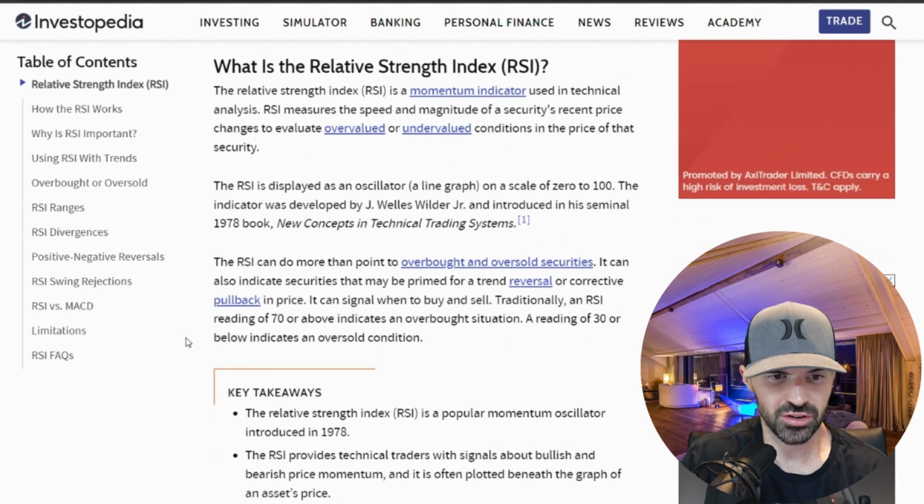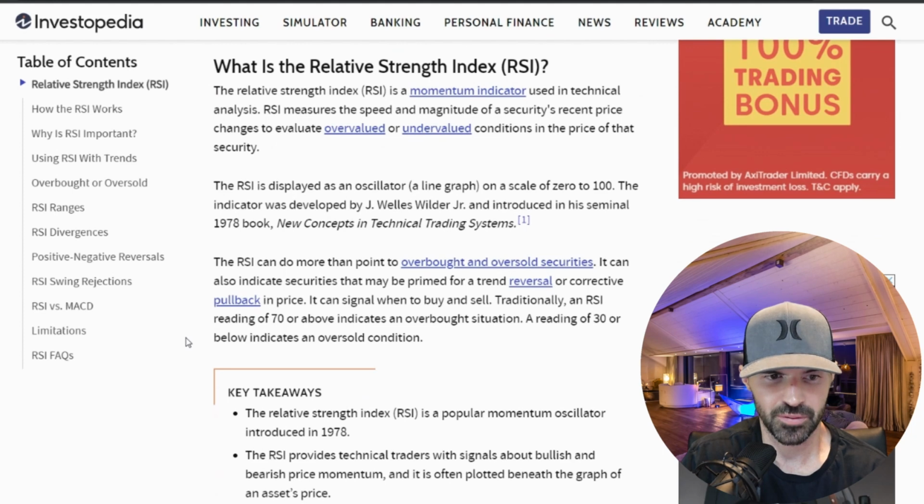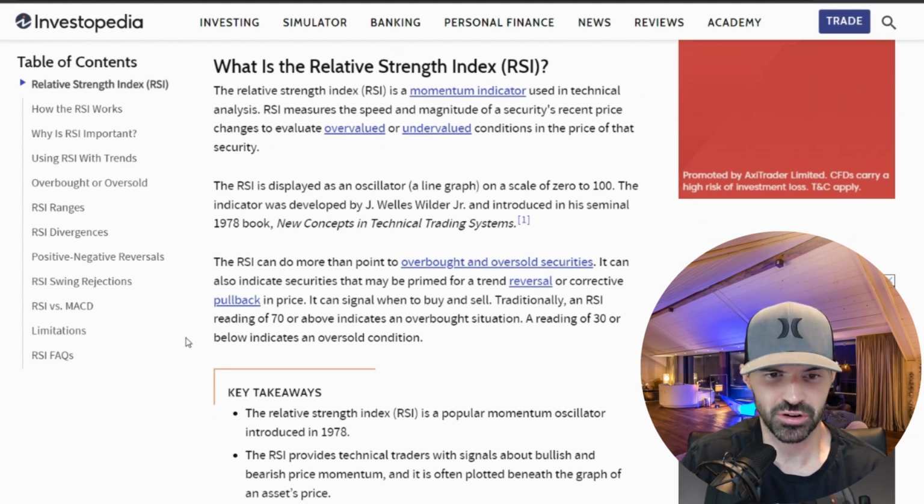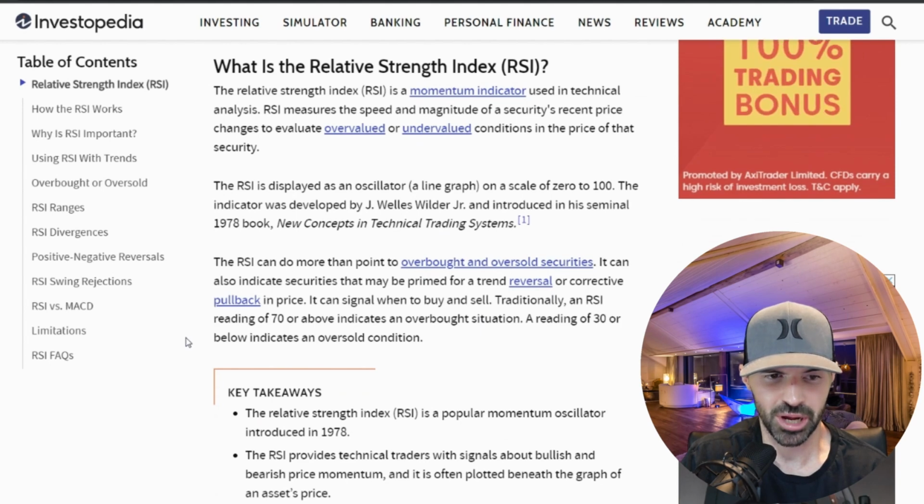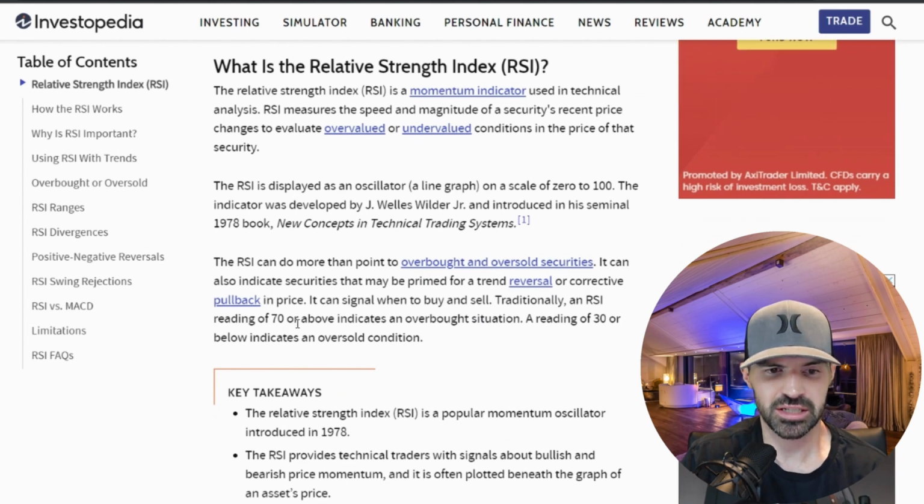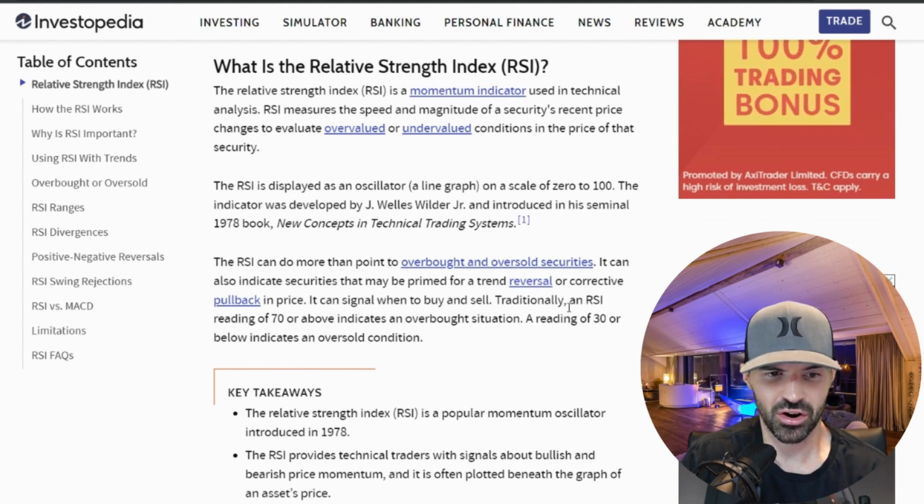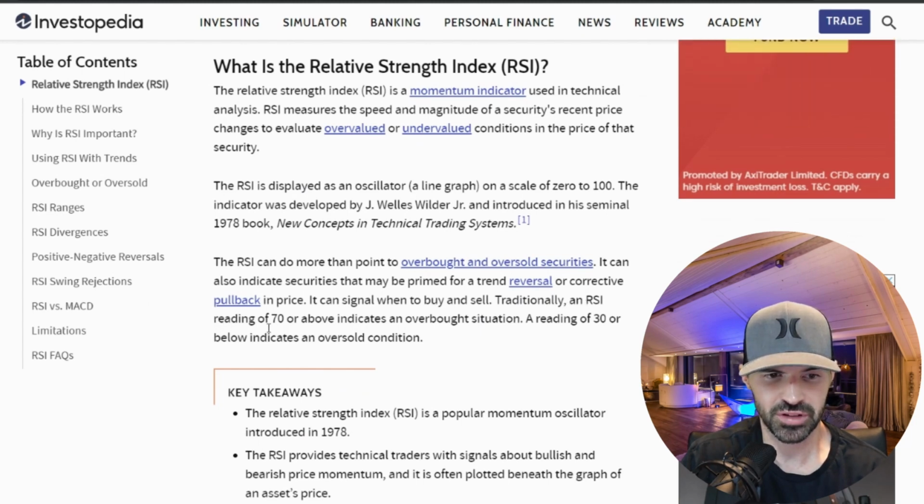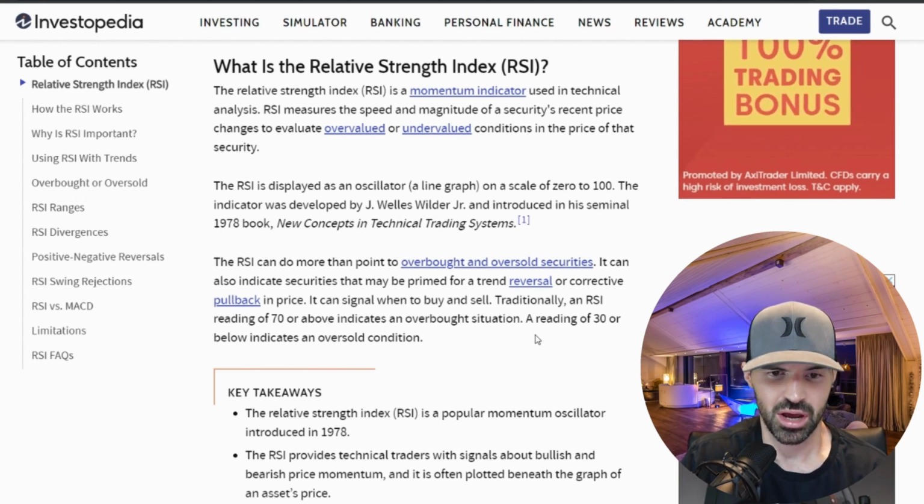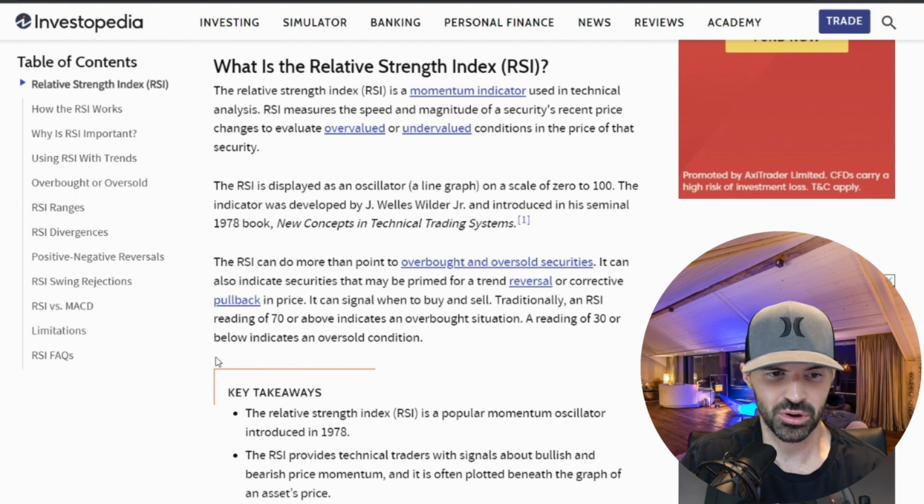The RSI can do more than point to overbought and oversold securities. It can also indicate securities that may be primed for a trend reversal or corrective pullback in price. It can signal when to buy and sell. Traditionally, an RSI reading of 70 or over indicates an overbought situation, and a reading of 30 or below indicates an oversold condition.